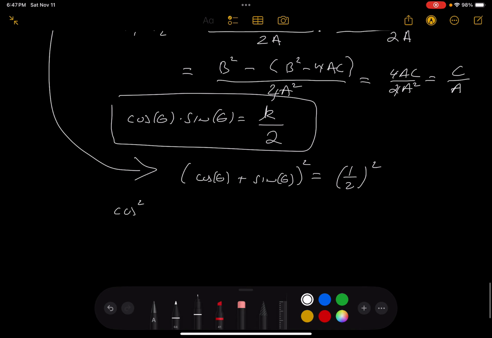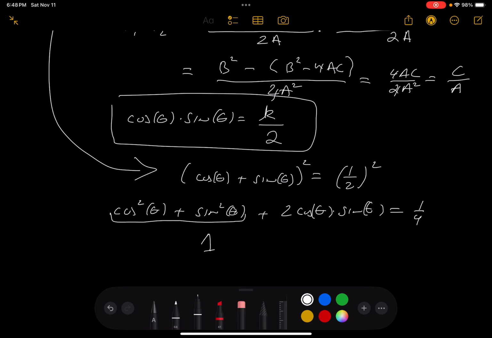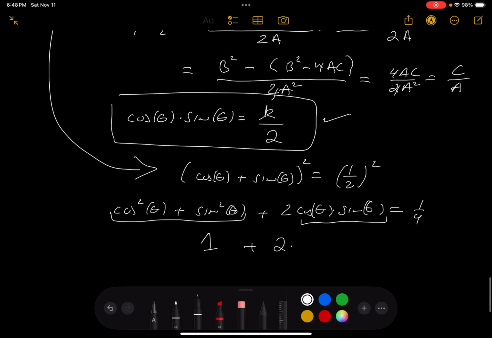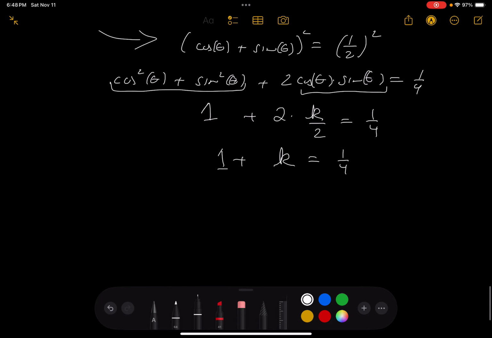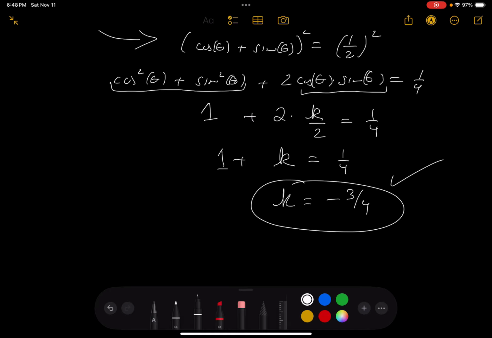You get cosine squared theta plus sine squared theta plus 2 cosine theta sine theta, and that's going to equal 1/4. Sine squared plus cosine squared is 1, plus 2 times cosine theta sine theta, which is k over 2. That equals 1/4. Let's keep moving through that. What do you get? 1 plus k equals 1/4. Subtract 1 from both sides, and you get k equals -3/4. And we're done. They asked for k, we found k. Thank you.